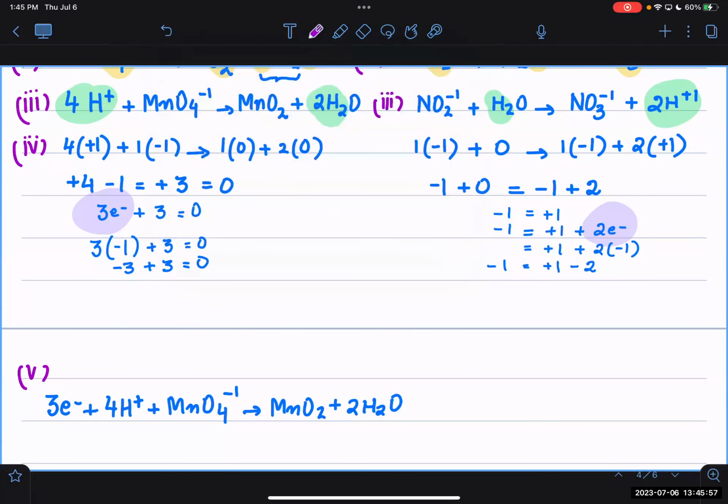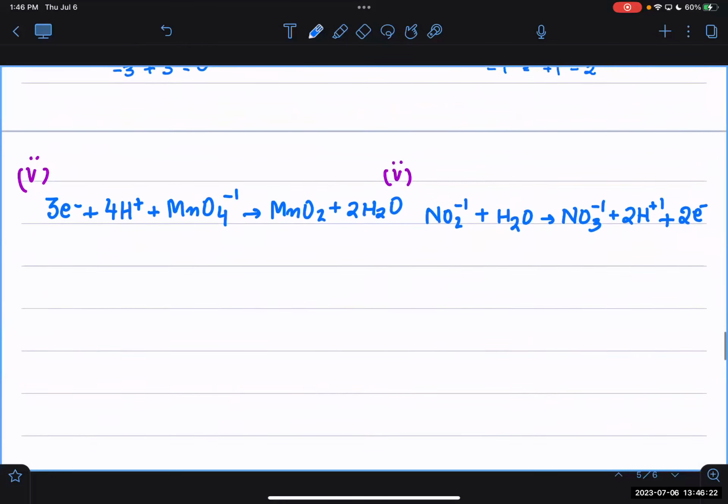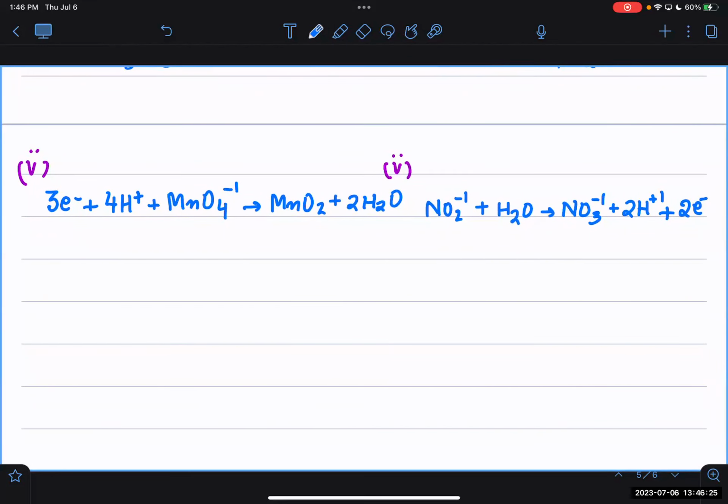The next one, on the other side, is NO2 minus 1 plus H2O gives you NO3 minus 1 plus 2 hydrogen plus 1 ions plus 2 electrons. So we have to balance these 2 electrons and 3 electrons. We have to make them 6. So multiply by 2 and multiply the other thing by 3.